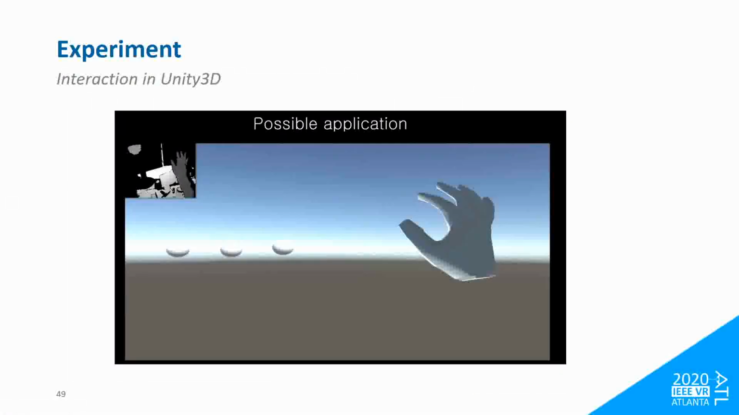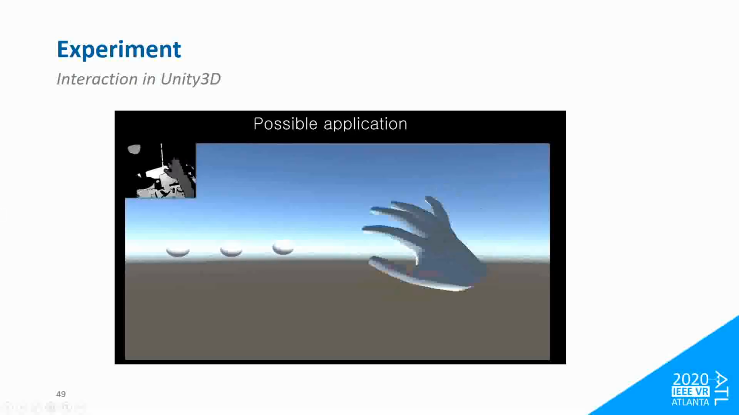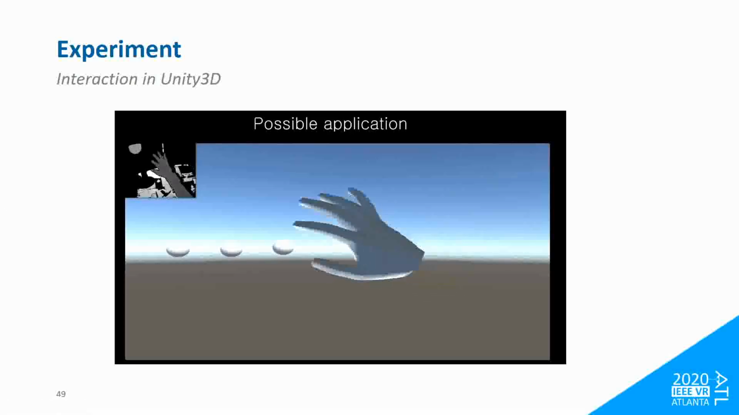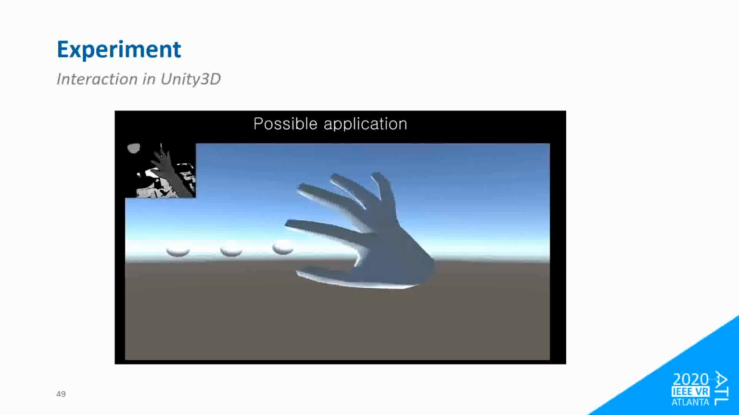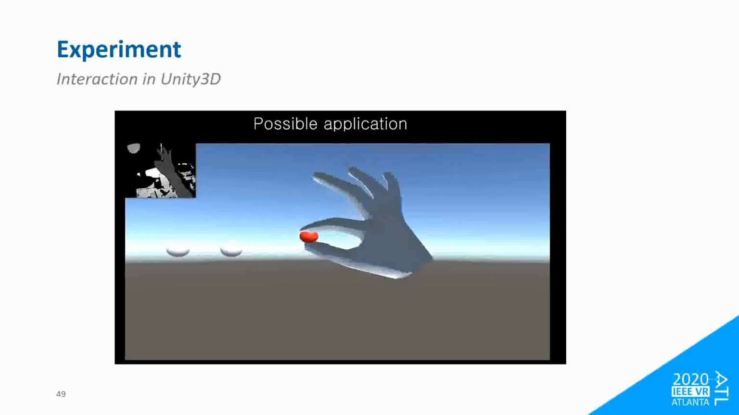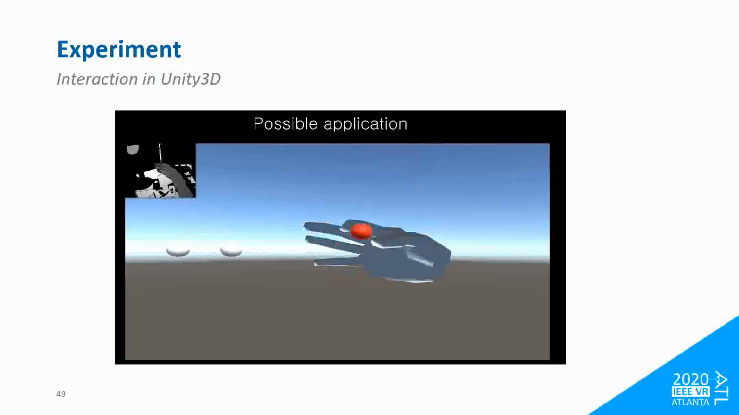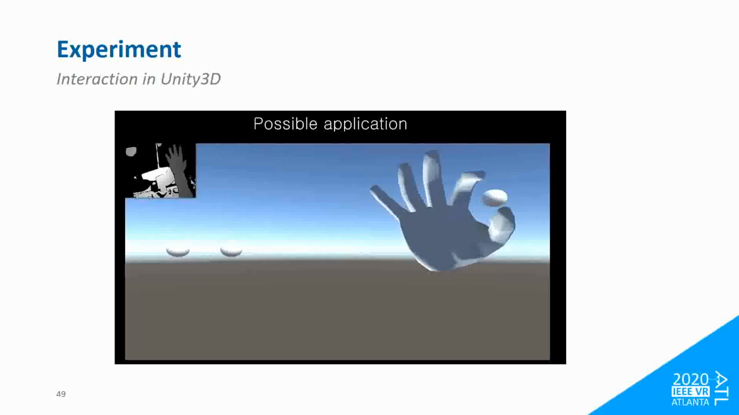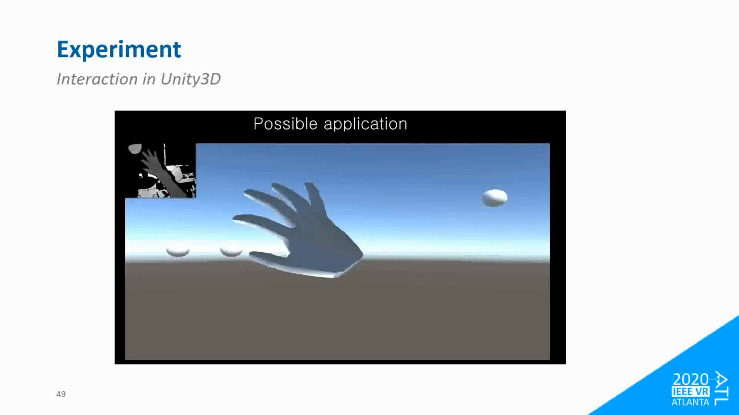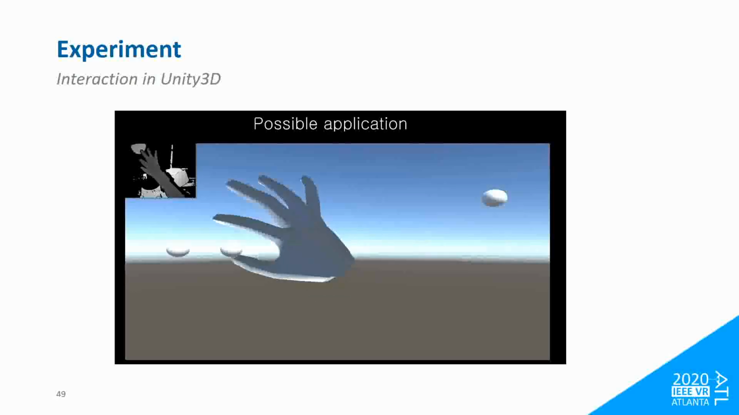This is a simple application in Unity 3D. The camera is attached to the HMD on the user's head. We pinch the virtual object and rotate it quickly. Even though motion blur is generated by fast hand rotation, the user can interact with the virtual object.